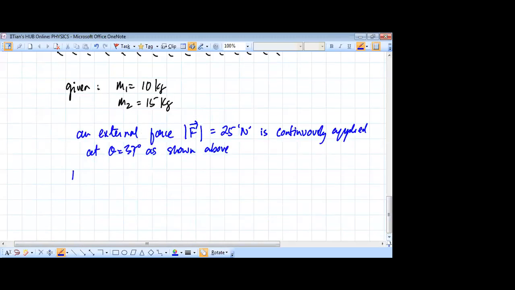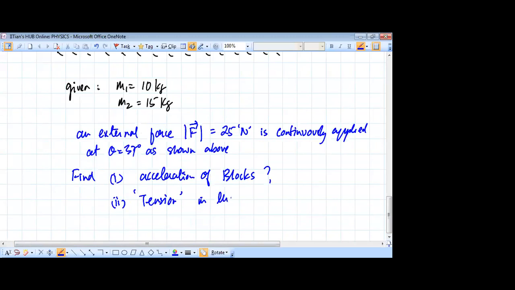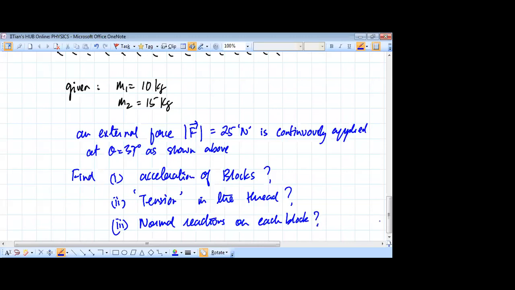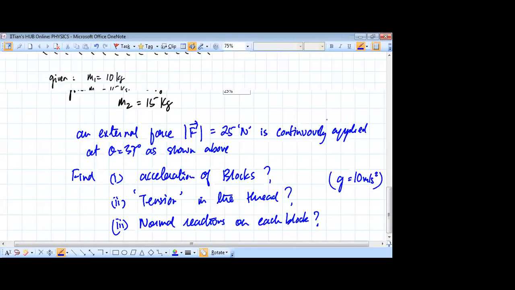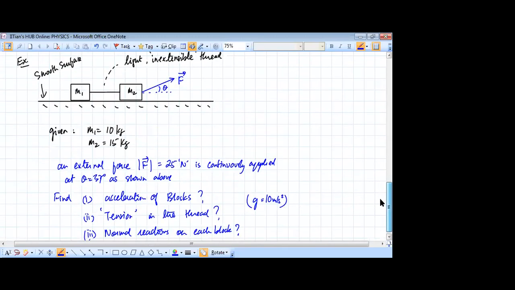So we want to find the accelerations of the blocks, the tension in the thread, and the normal reactions on each block by the floor. We take g as 10 meters per second square while doing the calculation. Okay, so just understand the question, then we will start with the analysis. What happens here?